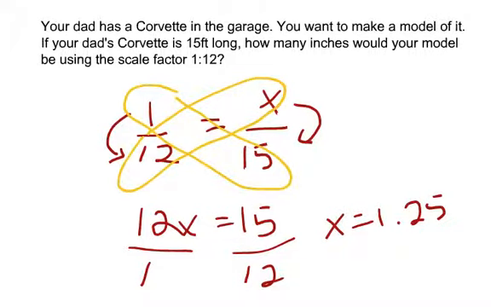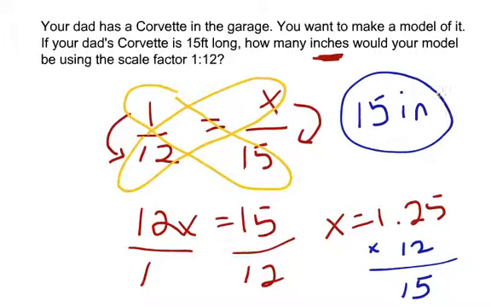1.25 tells you how many feet it is, but it's asking you how many inches. So you actually have to convert 1.25 into inches. So you're going to multiply that by 12 because there are 12 inches in a foot. So you multiply that answer by 12 and you get 15. So it's 15 inches. I'll write that down here. So the answer is 15 inches to your dad's 15-foot long Corvette. And that's how you do scale factor. Set it up in a proportion, cross multiply, and then convert it into what they're asking for.